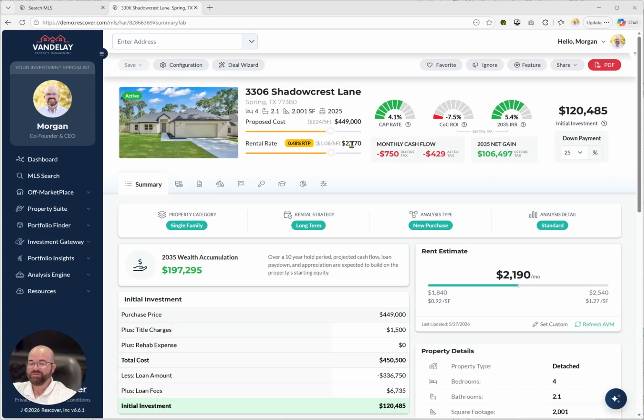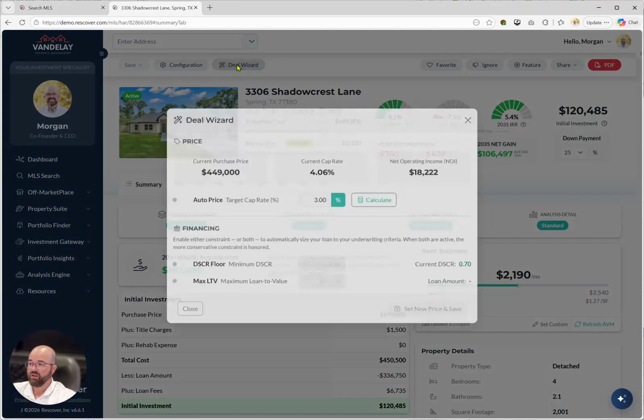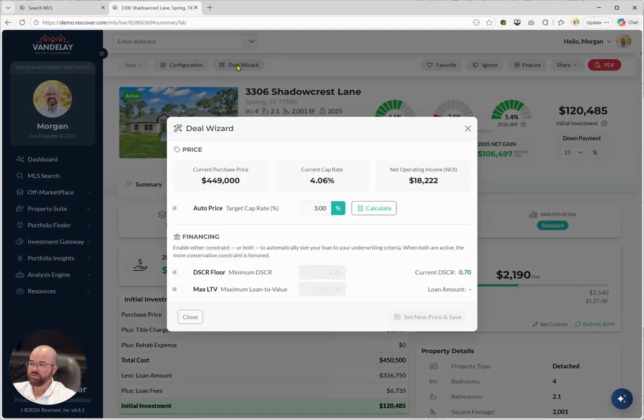I'm going to show you how to use the new Deal Wizard to automatically update the price of a property to track a fixed market cap rate, and then to set the loan amount based on the lesser of either a maximum loan to value ratio or a minimum debt service coverage ratio. To use the Deal Wizard, click on the Deal Wizard button up in the toolbar.